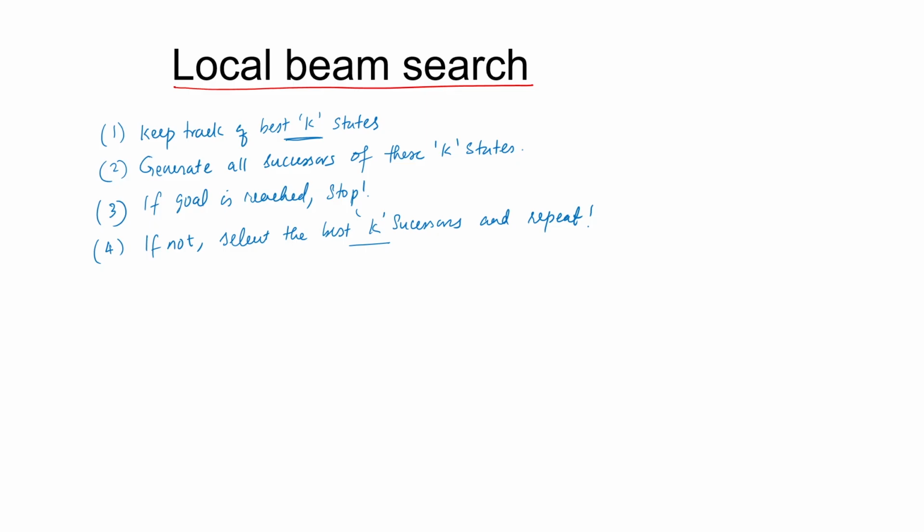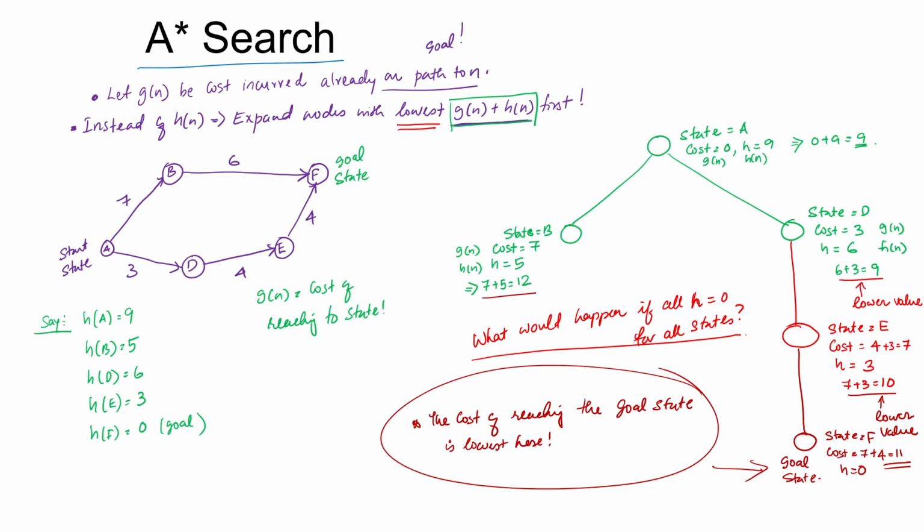Please learn by yourself. Then we talk about the next factor, which is called admissibility. This admissibility is of a heuristic. We talked about the h, which is a straight line distance. So, let us talk about when a heuristic is admissible.